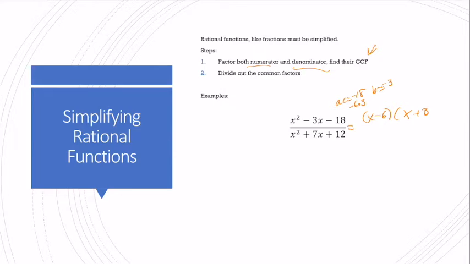I then have x squared plus 7x plus 12, and I think, okay, what are the factors of AC, which is 12, that add up to b, which is 7? In this case, it's 3 and 4. So I'm going to have x plus 3, x plus 4. We can see that the factor these two have in common is x plus 3, so those are going to cancel, and I'm left with x minus 6 over x minus 4. So we're just eliminating the common factors.